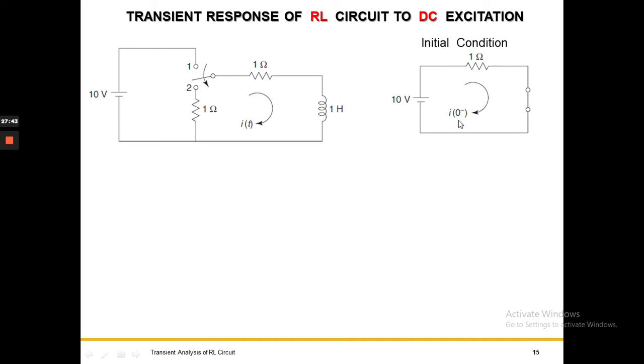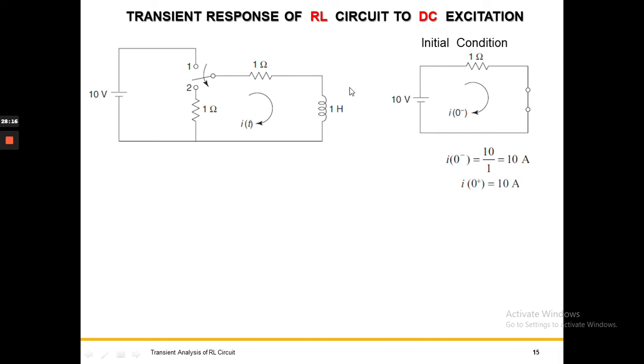So you can evaluate this loop current as this voltage divided by this resistance. So 10 amperes. Okay. So that will be the initial current through the inductance. Current through the inductance cannot change instantaneously. This is the current before changing from position 1 to 2. Okay. So that is I0 minus. Since the current cannot change instantaneously, I0 plus, that is just after changing from position 1 to 2, it will remain the same. Okay. So this is the initial current.